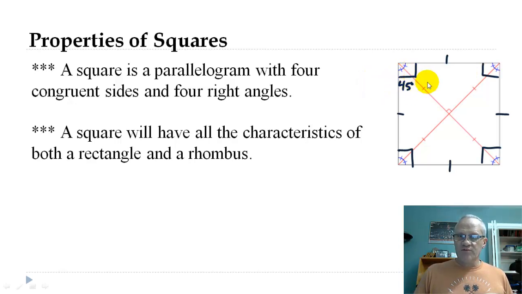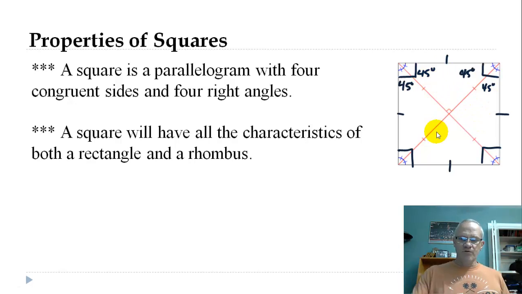Every single one of these small angles is going to be 45, 45, 45. All of these are 45 degrees. I'm not going to write them all in. Okay, so it's going to have all those characteristics.